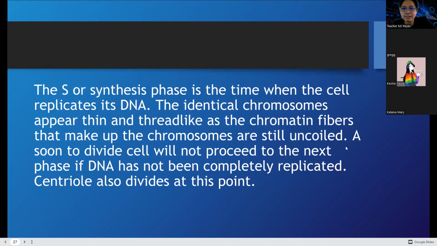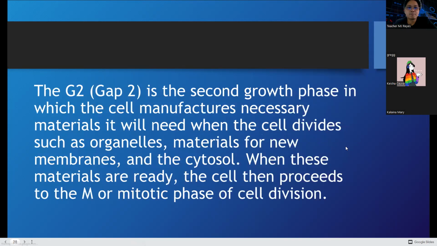The identical chromosomes appear thin and thread-like, as the chromatin fibers that make up the chromosomes are still uncoiled. It is not untangled, it is still tangled. It is not coiled, it's uncoiled, and you can see that it thickens itself. The cell will not proceed to the next phase until the DNA has been completely replicated. The centrioles also divide at this point, so the centrioles now prepare themselves for possible cell division.